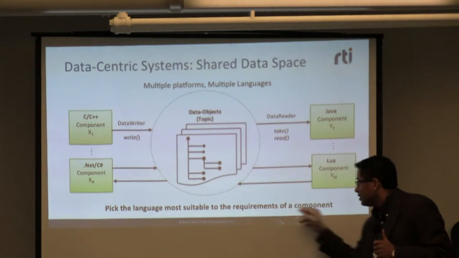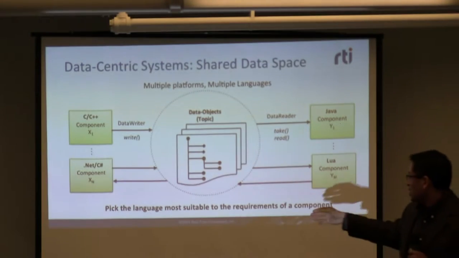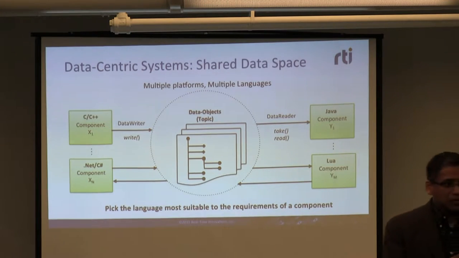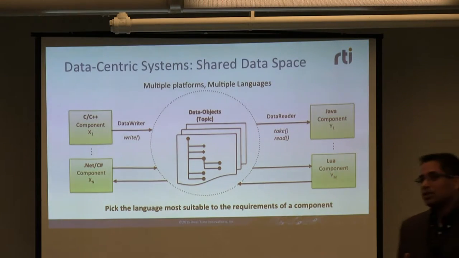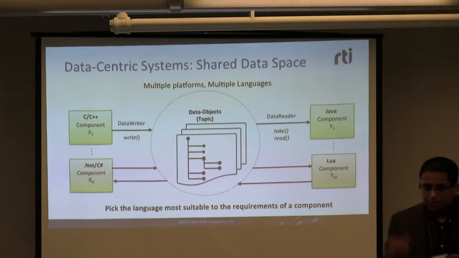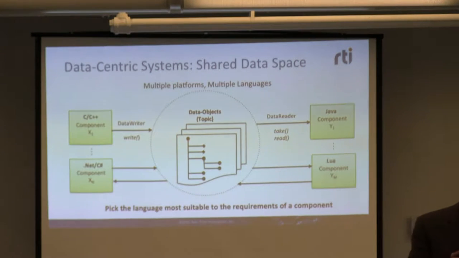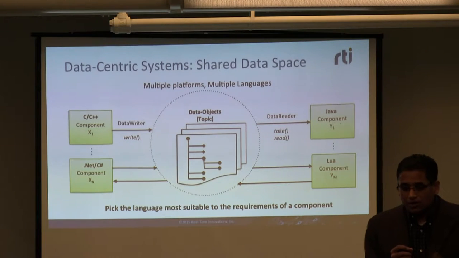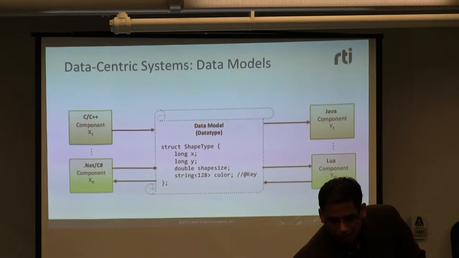I was very happy to see the team highlight that yesterday in his plenary talk. You want to pick the right language for the right problem. If you're doing real-time control and tight control loops, controlling some machinery, that's probably an RTOS. If you're doing graphical user interfaces, you might go with something different. Now, all of these different components in the distributed system need to talk, and again, the lingua franca is the data. So you're getting back to the idea of having a shared data model in a shared data space.